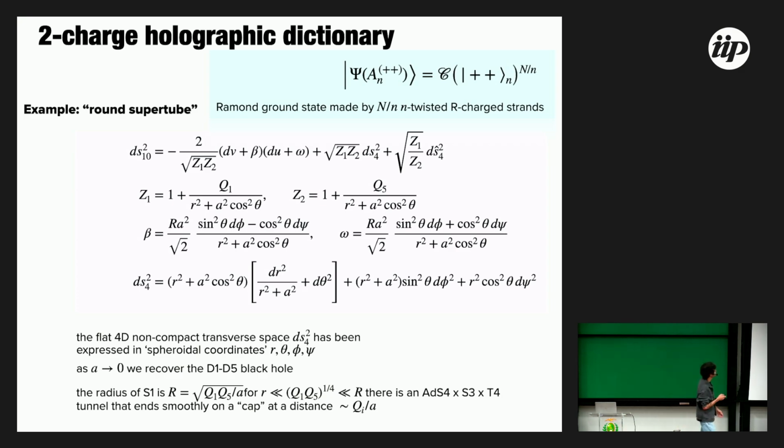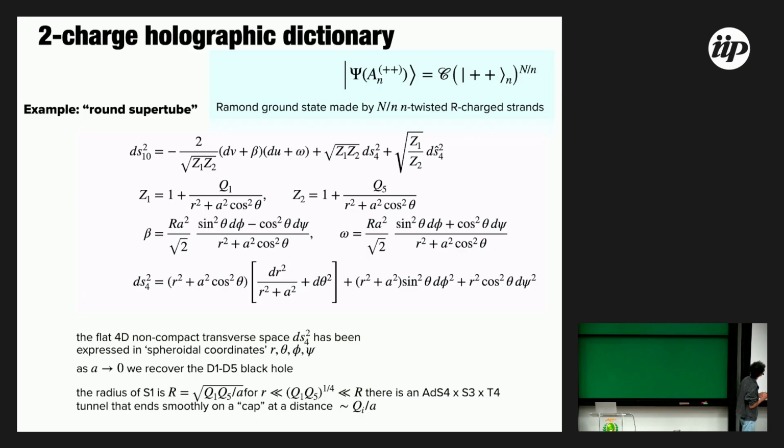A simple example is if you take just this combination of Raman fields, it's just one field, but you take it to the power n over n to complete all the copies in the CFT. So it's a twisted field. If you do the dictionary, this will produce something called a round supertube. The blue string that I drew here in R5 is just a round circle with some radius a, little a. And that thing, you apply U duality, becomes a black hole, which is this thing here.